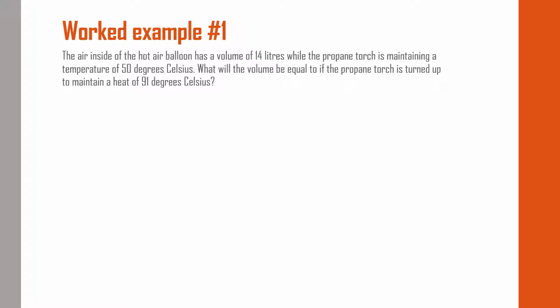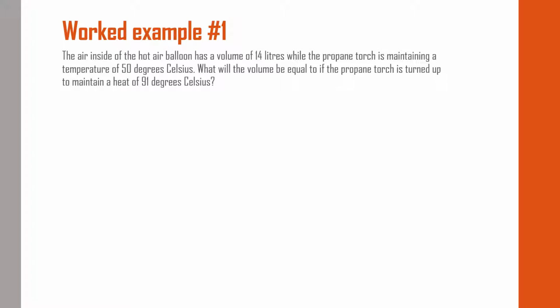The air inside of the hot air balloon has a volume of 14 litres, while the propane torch is maintaining a temperature of 50 degrees Celsius. What will the volume be equal to if the propane torch is turned up to maintain a heat of 91 degrees Celsius? The first thing we must do to answer the question is to write down our known values.